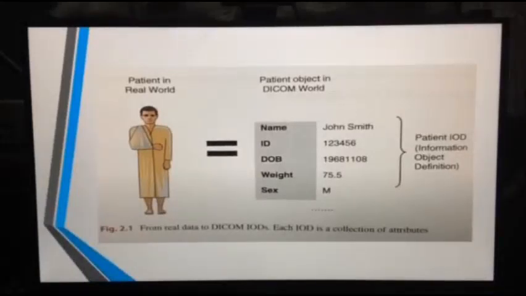So here's a better representation. You have this patient in the real world. In DICOM, he is John Smith, with an ID number, date of birth, and his weight is 75.5 kilograms. Sex, male. All information about him from the real world is translated into data, and it becomes the patient's information object definition.